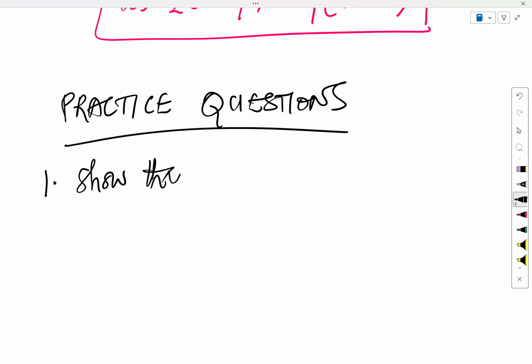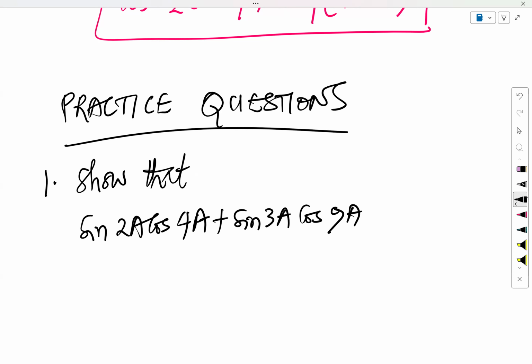Show that sine 2a cos 4a plus sine 3a cos 9a is equal to 1 over 2 into sine 12a minus sine 2a. Let me take that down so we can have enough space. I don't like that, let me make it easier. So show that sine 2a cos 4a plus sine 3a cos 9a is equal to 1 over 2 into sine 12a minus sine 2a, like this. This is what you're expected to show.